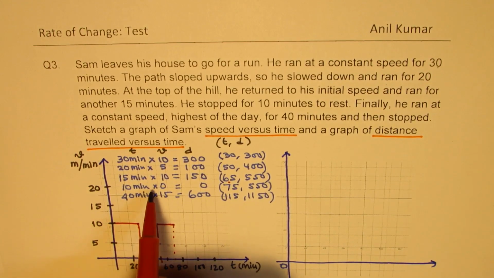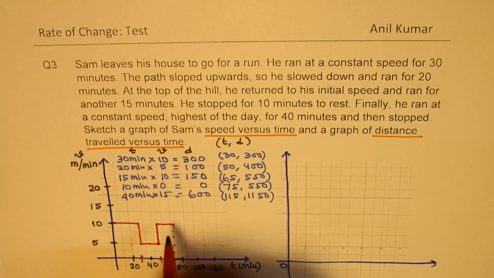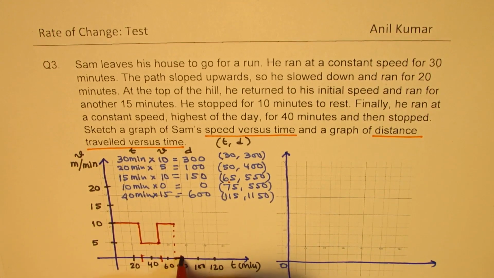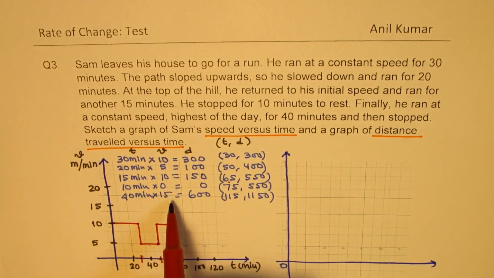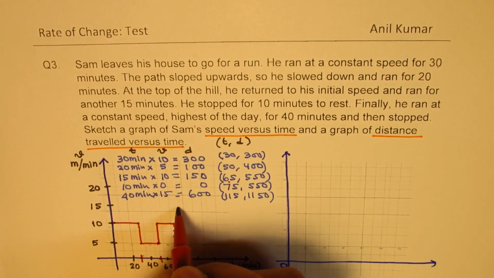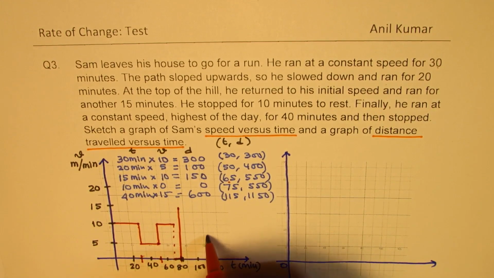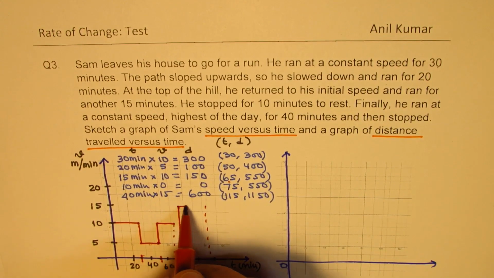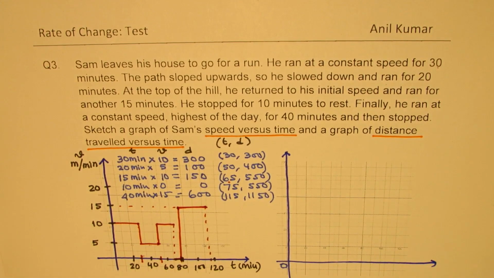Now for 10 minutes, he is at rest. That means 65 to 75, it is rest. Okay, so let it be rest here. So let's say this is 75 for us, okay? And then for 40 minutes, he ran at speed of 15. So then it goes back, and this shoots up for 40 minutes. So time will be 115, and this is the top speed, correct? So that is at 15. Is that clear to you? So that is how we are going to sketch the velocity and time graph.